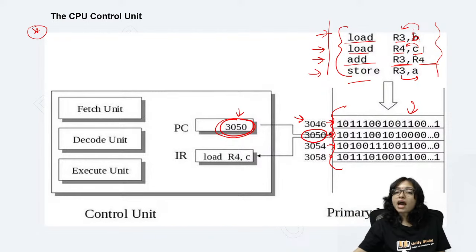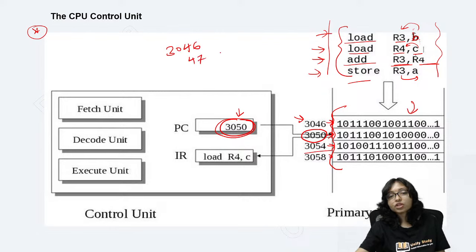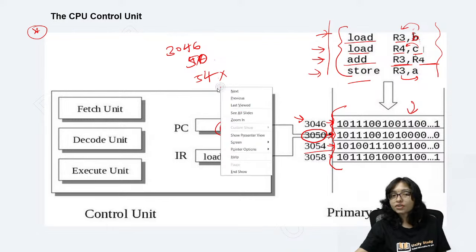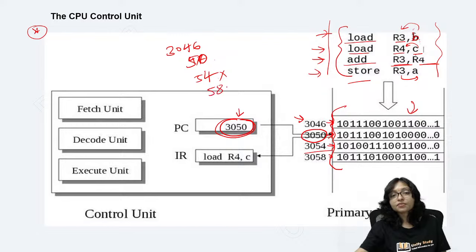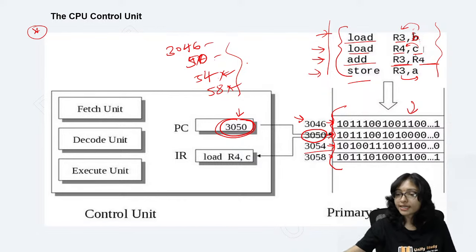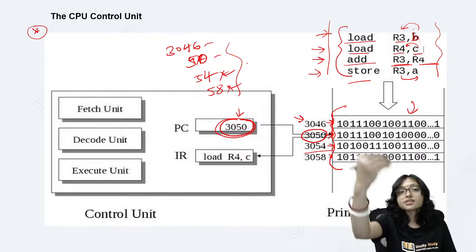Now you can see, after 50, why 54? Is it not coming to your mind? After 3046 it should be 47. Instead of 47, why is it 50? After 50 it should be 51, but instead of 51, why is it 54? After 54 it should be 55, but instead of 55, why is it 58? Do you know why there is a gap, and can you relate the gap? What is the meaning of the gap? Why is it not in a sequence?